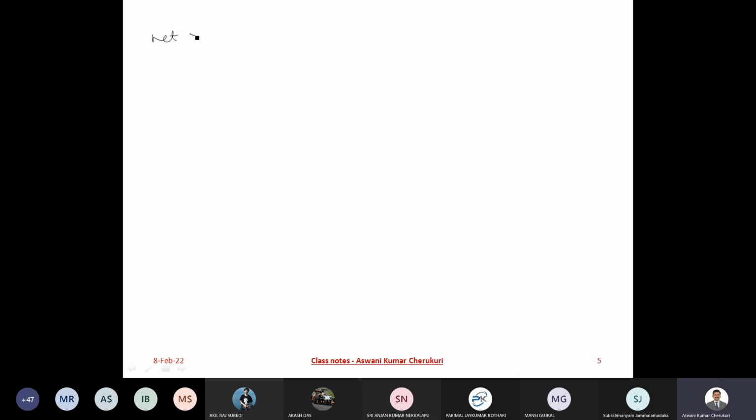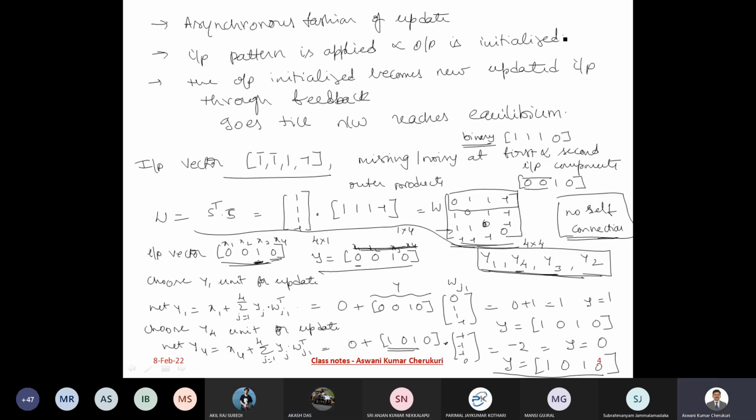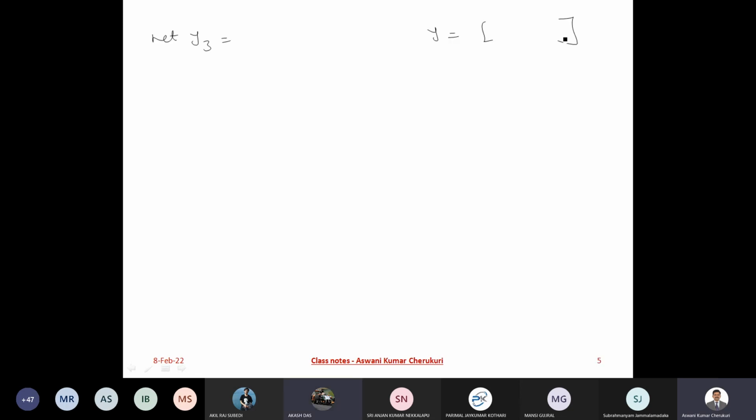Okay, please compute net y3, and what is the y you get? Net y3 is 2. Like y input is 2. Okay, and the output will be 1, since it is greater than 0. So what becomes your updated y?